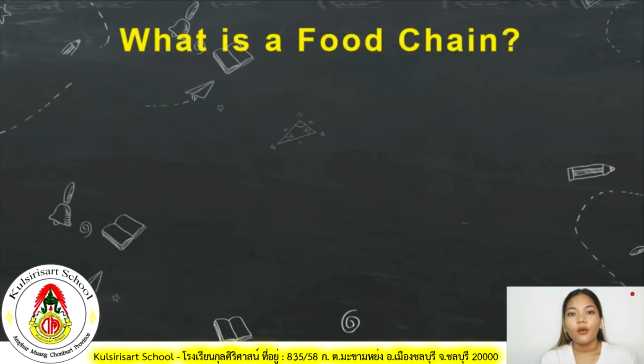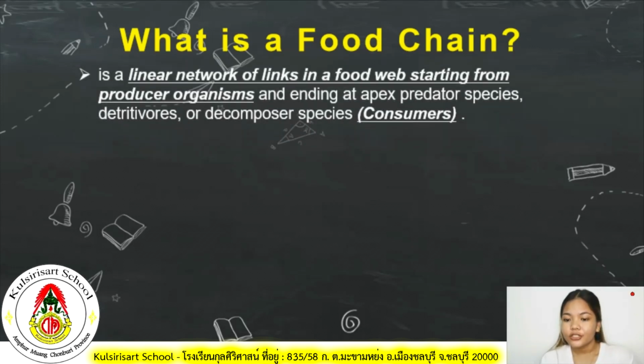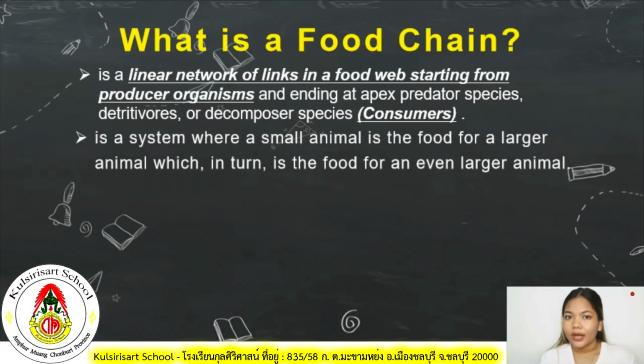First off, what is a food chain? Now let us define what is a food chain. Food chain is defined as a linear network of links in a food web starting from producer organisms and ending at apex predator species, detritivores or decomposer species, which are also known as consumers. Furthermore, it is also defined as a system where a small animal is the food for a larger animal, which in return is the food for an even larger animal.